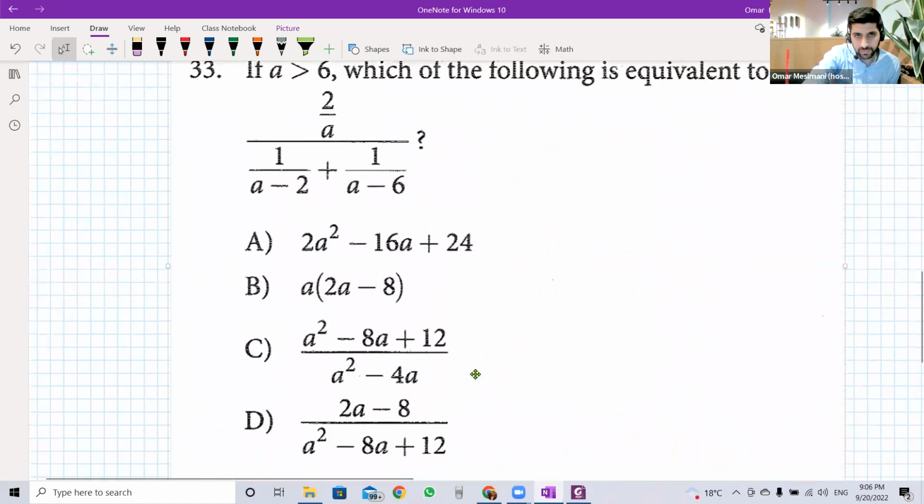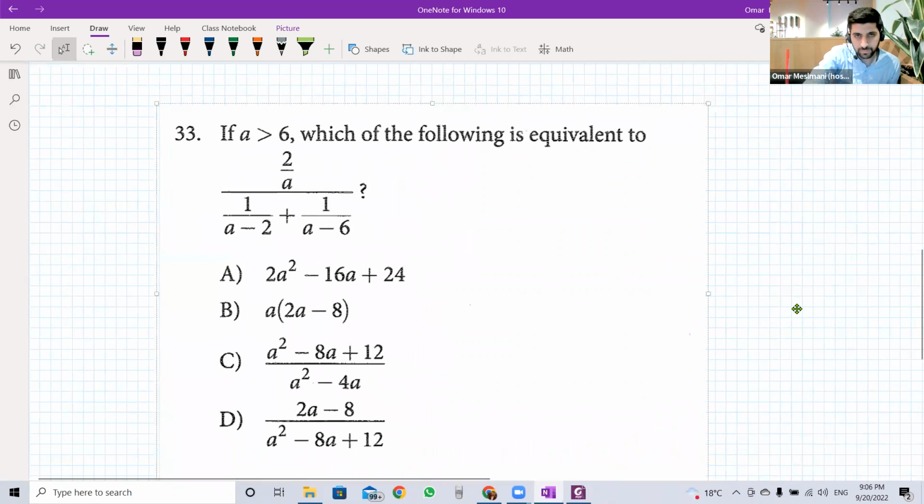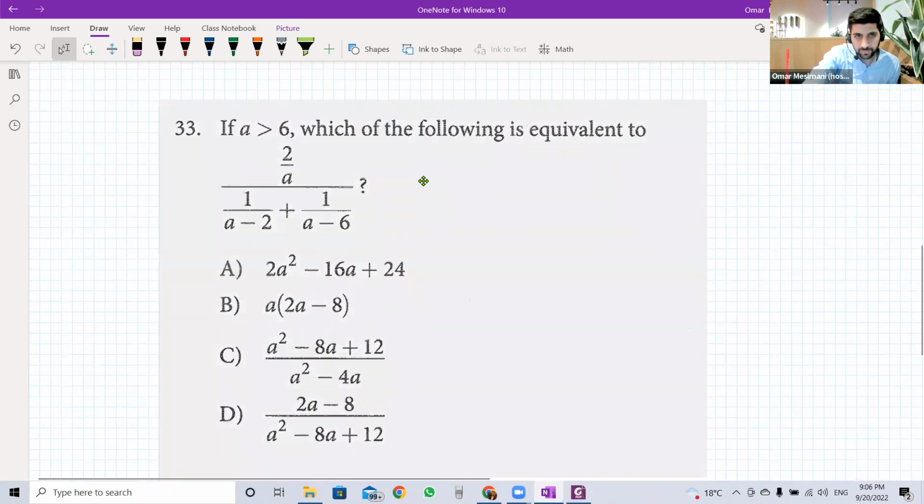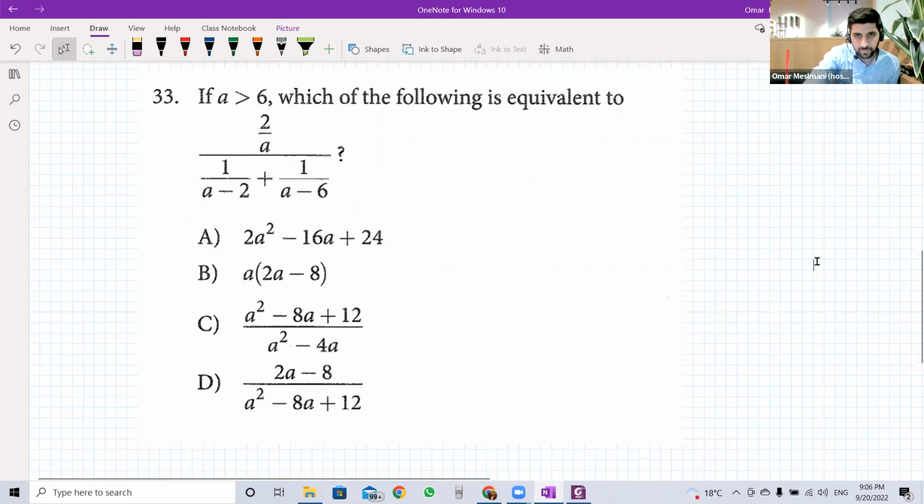Okay, guys, have fun. I'm going to give you some help. Take the denominator and try to fix the denominator first.